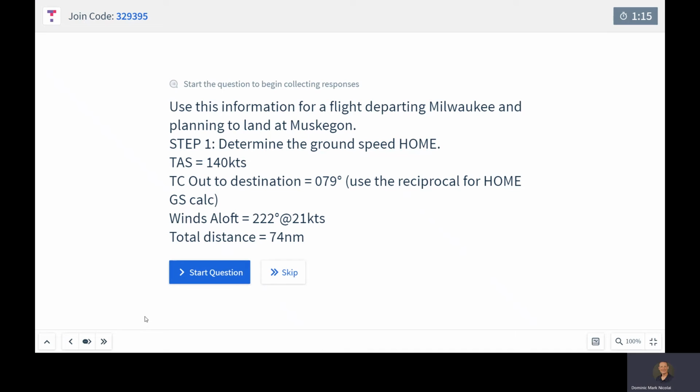Our first step is to determine our ground speed home. This would be if we are turning around. We departed Milwaukee, and at some point over the lake, we want to turn around and head back to Milwaukee. That's ground speed home. Now, our true course out to the destination, that means to Muskegon, is 079. So to go home, we have to use a reciprocal for that. So go ahead and calculate your ground speed home. Wind is from 222 degrees at 21 knots, and your true airspeed is 140 knots.